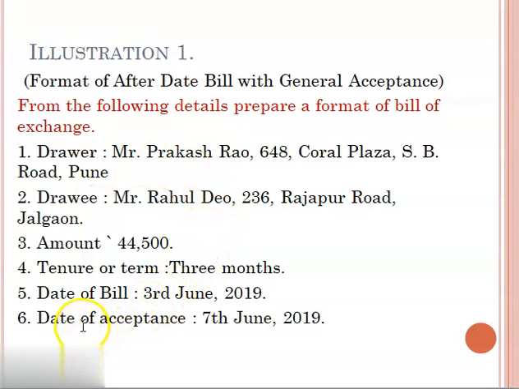Now this question that you can just see on your screen, this question will come for your question number 1 in objective, and it carries 5 marks. See here, from the following details prepare a format of bill of exchange. So you are supposed to prepare a format of bill of exchange. Now in this, the drawer means he is the seller. He has sold the goods to the drawee on credit basis.